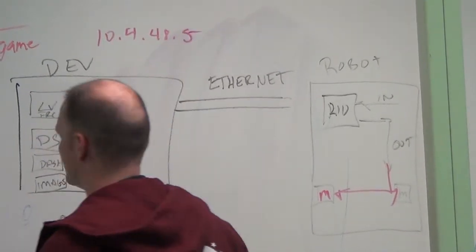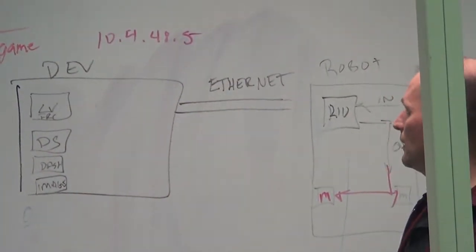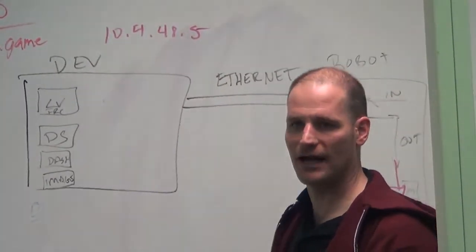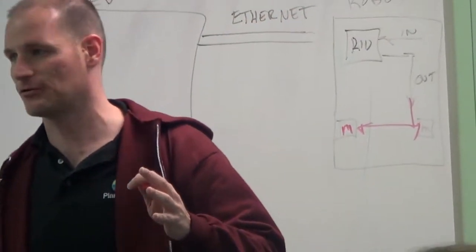10.4.48.5. Okay? These numbers are like your address. So 10.4.48, that becomes the first part of your address.